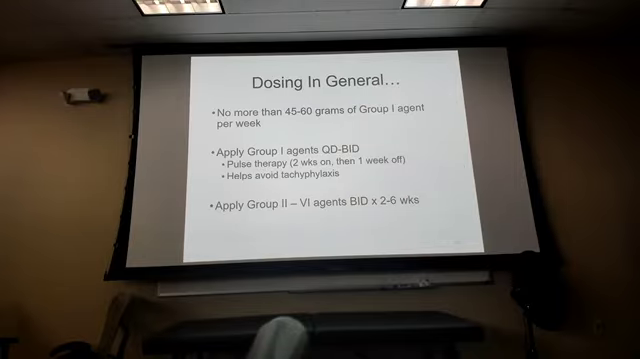Dosing in general, no more than 40 to 60 grams of group 1 per week, because it's strong. Apply group 1 agents once a day or twice a day. Pulse therapy helps avoid tachyphylaxis, right? So let's not make them go through the roof. And then group 2 through 6, twice a day, 2 to 6 weeks. Okay? I pointed out the key components of those things in there. Again, family practice PAs. Okay?